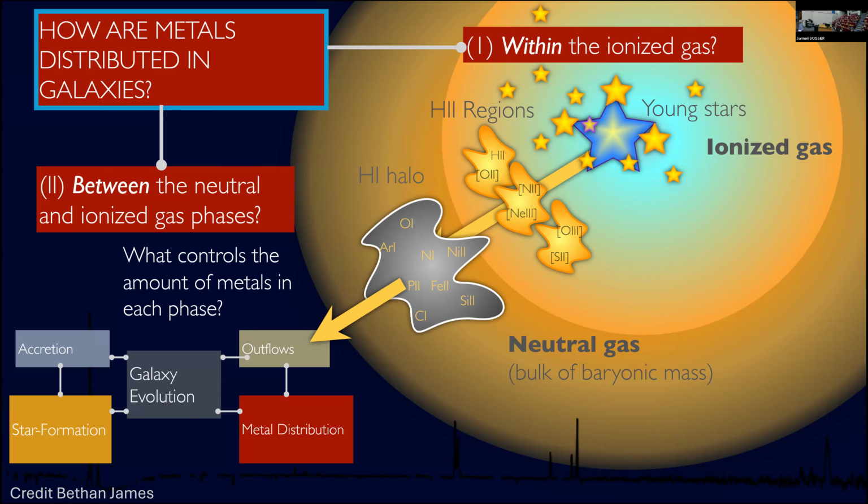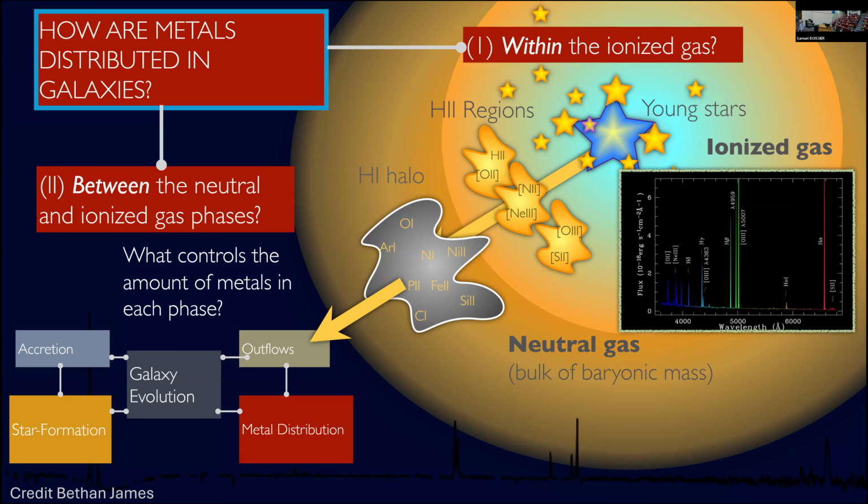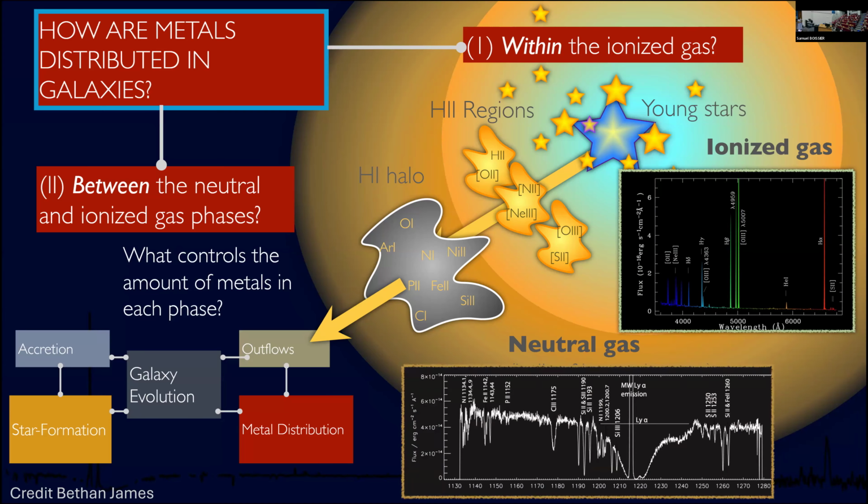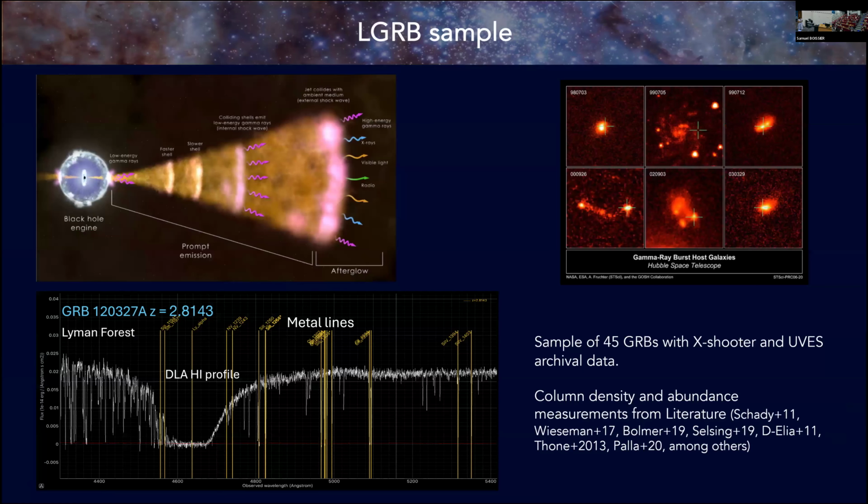We also can have a complex kinematic structure in this gas. So we analyze the optical rest frame through emission lines, and the neutral gas will be studied through ultraviolet spectroscopy, where we will have different absorption features of different elements, and these absorption features can be very complex and also give us the kinematic structure of the neutral gas.